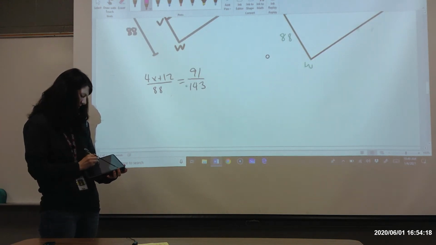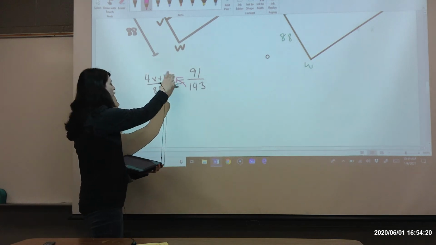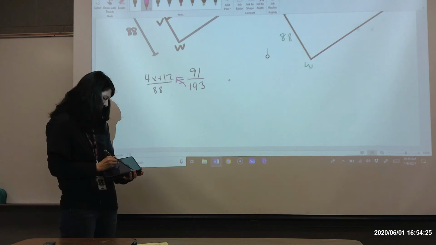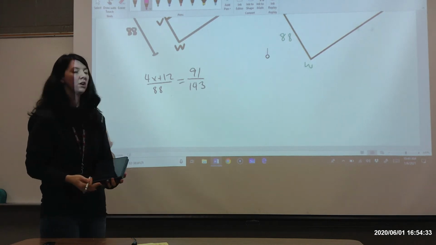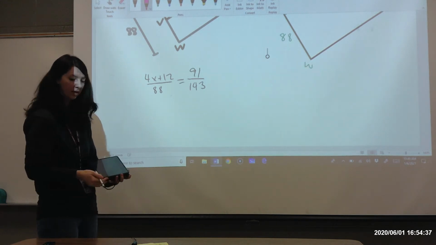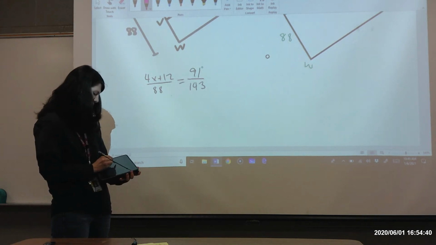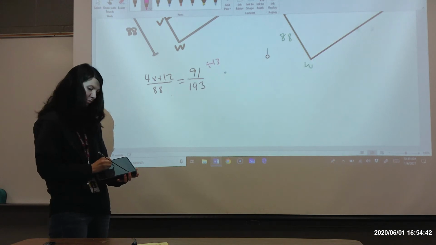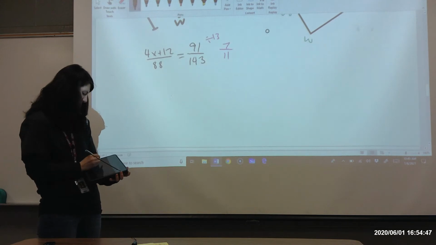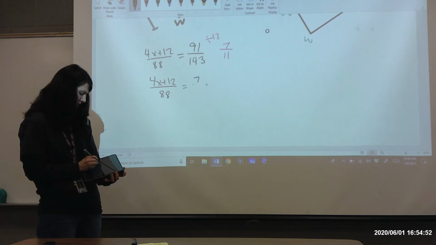Be very careful when you're multiplying here. This 143 is multiplied to the 4x and the 12. So what you're really looking at here is 143. Oh, I forgot to simplify, right? What would 91 over 143 simplify to be? Yeah, it's divisible by 13, which you may have just used a calculator to help you out, which is fine. And that would simplify to 7 over 11. Okay? So let me rewrite that. 4x plus 12 over 88 equals 7 over 11.